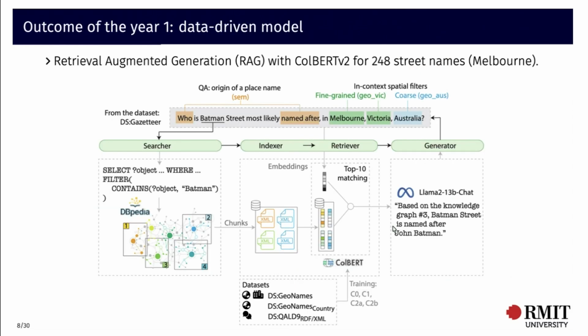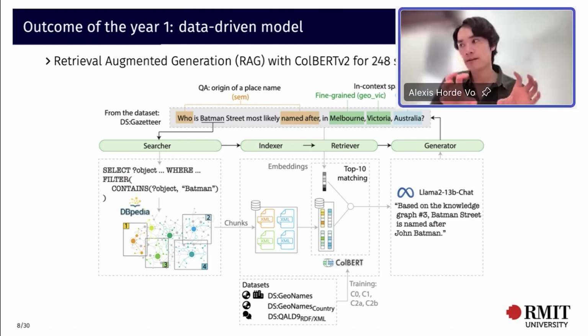So we reused this query: who is the Batman Street, most likely named after in Melbourne, in Australia. And we used a series of different modules: a searcher, indexer, retriever, and a generator. First, we extract the information from the internet, from DBpedia, which is a knowledge base. We chunked the information and we created a vector.